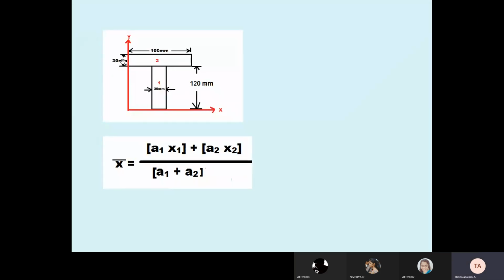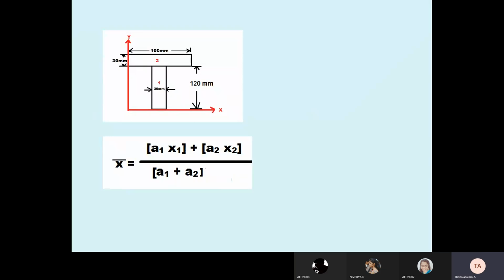So what is the first step? Draw the reference axis. Then divide the given diagram into 1 and 2. I divided. Always start from the bottom, start from bottom only. Therefore I divide and take 1 and 2. How many sections? 2 sections. What is the formula?